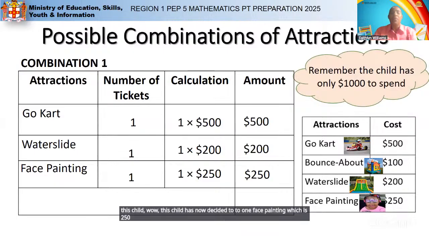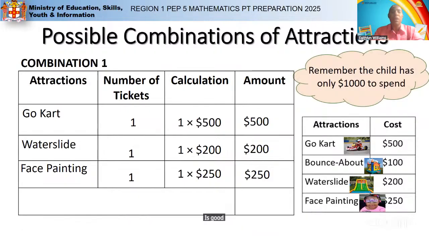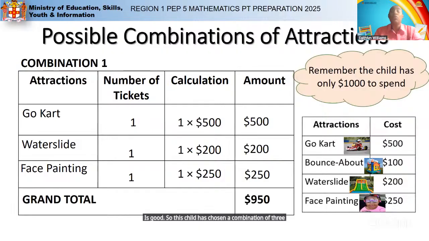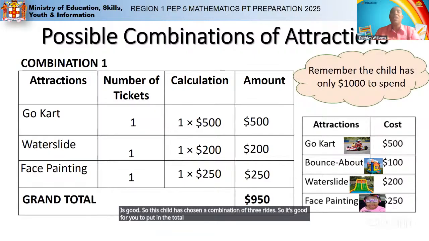And it's very important, children, that you show how you know that this combination is good. So this child has chosen a combination of 3 rides. So it's good for you to put in the total. It's a cost of $950. All right. So that's one combination.